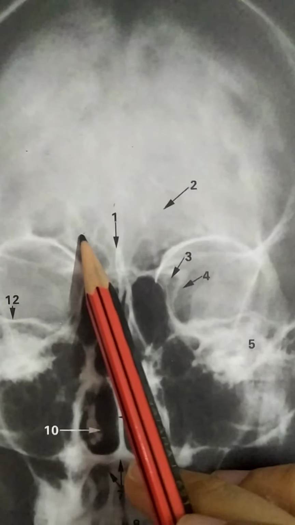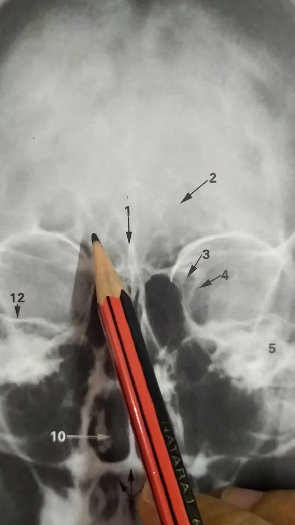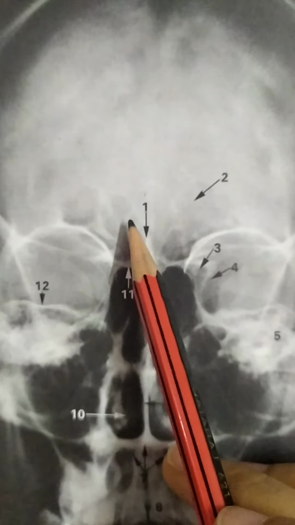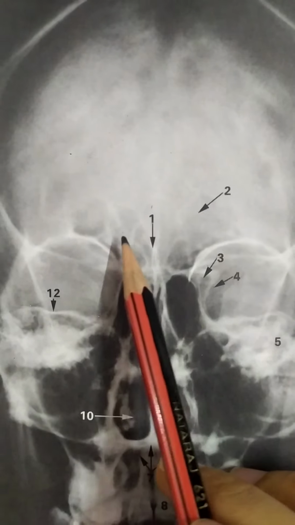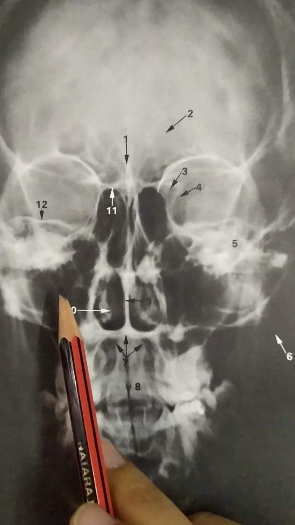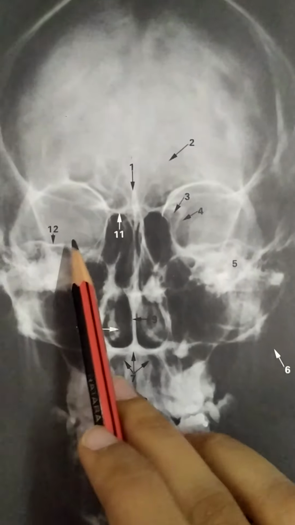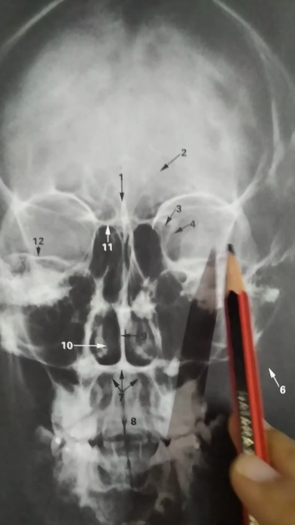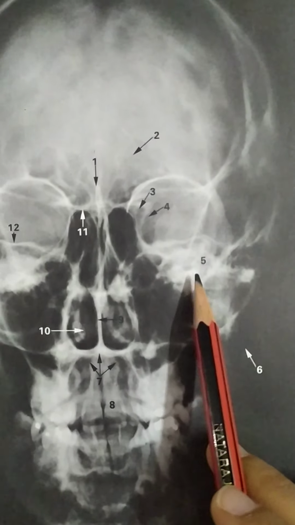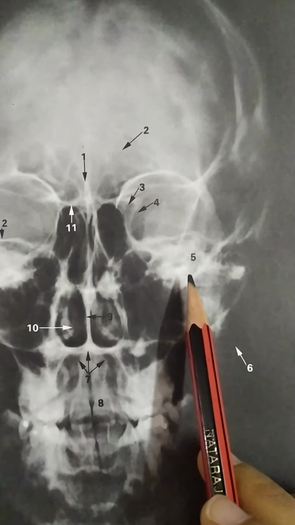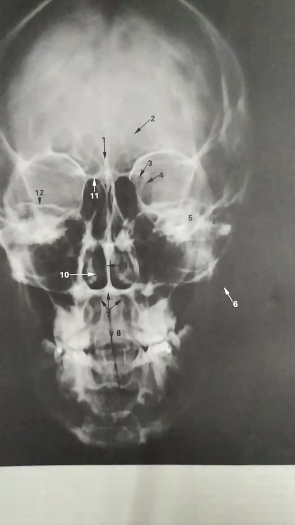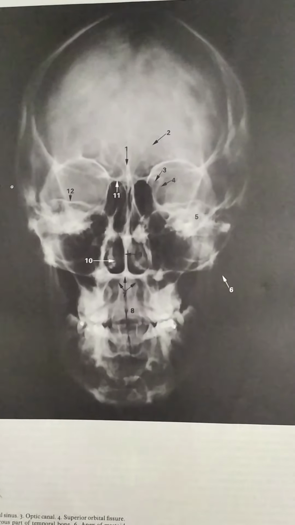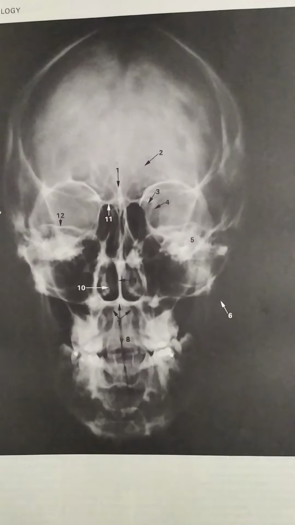Again, as I told you, these were the frontal air sinuses, and here you can see a somewhat blackish portion. So again, these frontal air sinuses are radiolucent, the maxillary air sinuses are radiolucent, while these orbits are radio-opaque. This point number 5, which corresponds to the dense shadow of the petrous part of the temporal bone, is also radio-opaque. Okay, so this was the radiograph of the norma frontalis. Thank you.